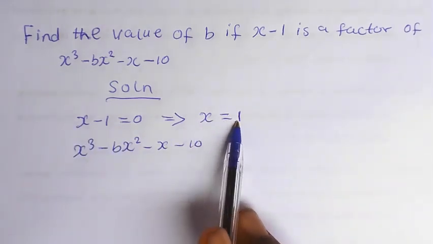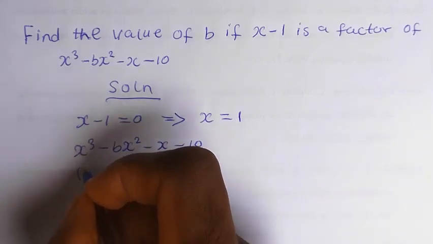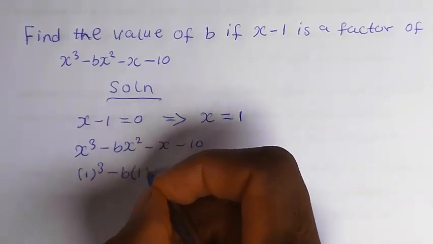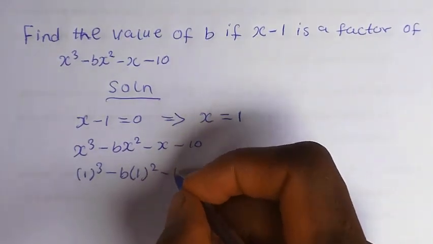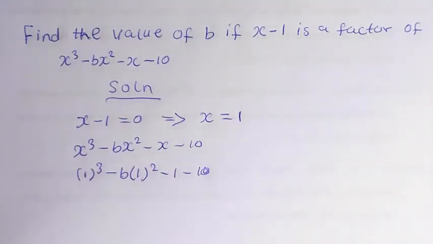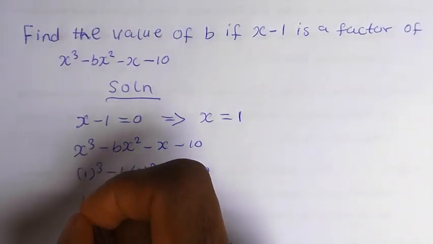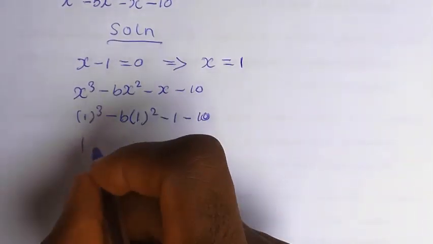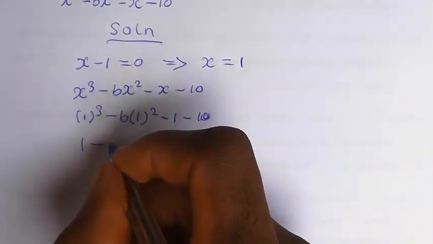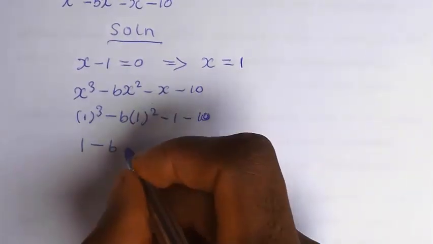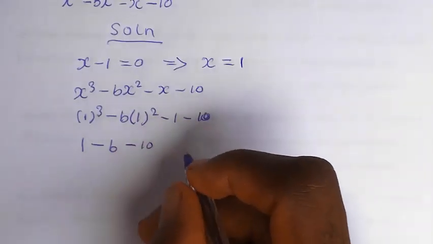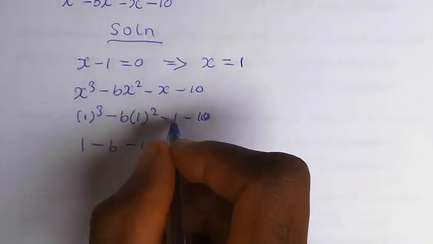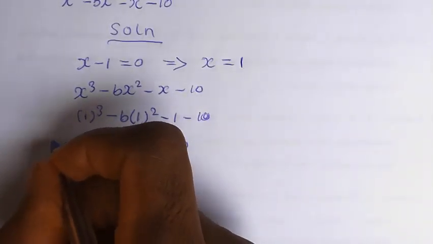Since x is equal to 1, we substitute into the polynomial: 1³ minus b times 1² minus 1 minus 10. And 1³ is 1. That is minus b minus 10 equal to 0. Oh, I forgot to write minus 1. Okay, let me write it in front.